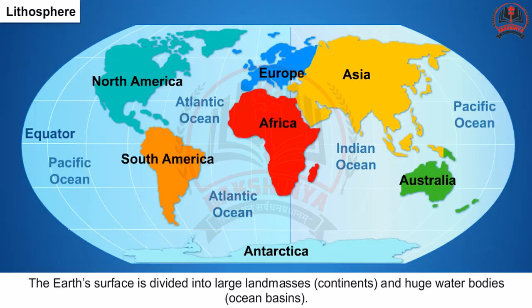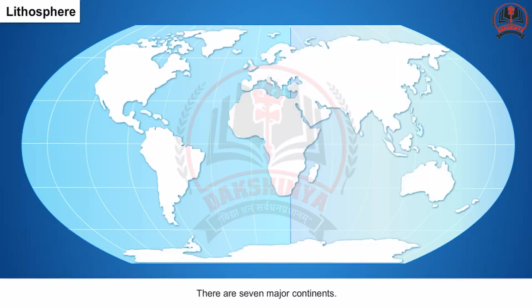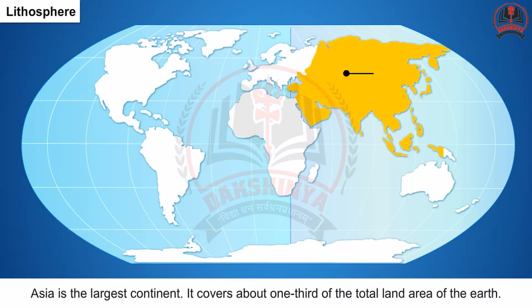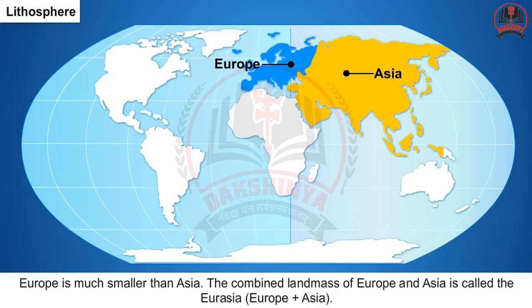The Earth's surface is divided into large land masses or continents and huge water bodies, ocean basins. There are 7 major continents. 1. Asia is the largest continent. It covers about 1/3 of the total land area of the Earth. 2. Europe is much smaller than Asia. The combined landmass of Europe and Asia is called Eurasia, or Europe plus Asia.